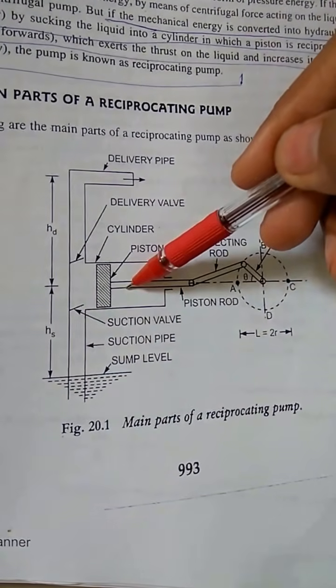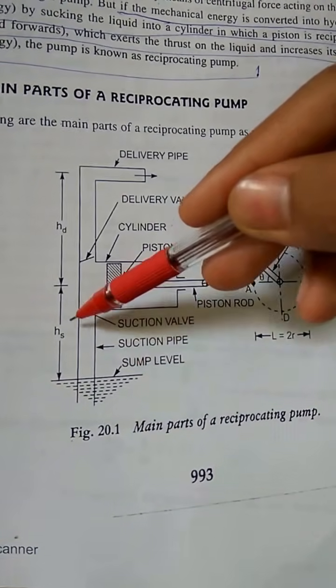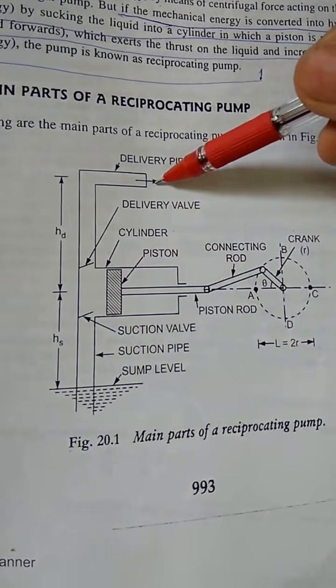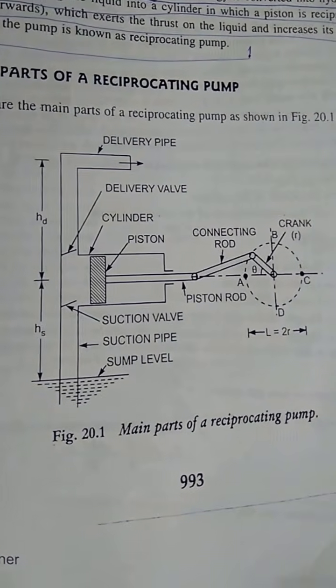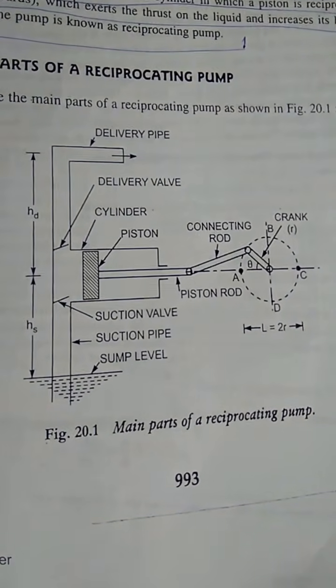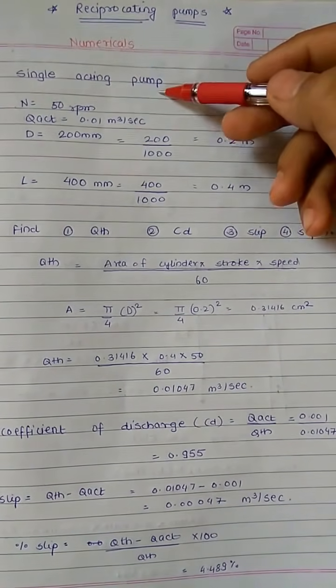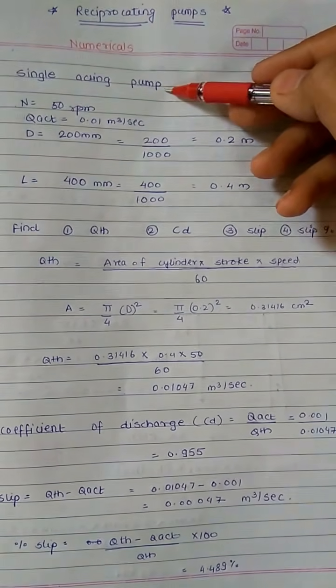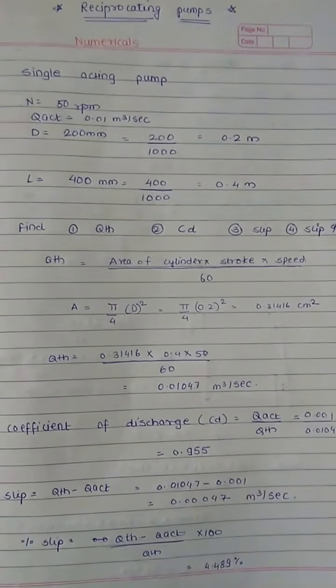So from the middle of the cylinder to the bottom of the total head we have suction head, and from the middle to the last we have discharge head. So these are the basic values you need to remember while solving the pump numericals. Let's start with the first numerical, and we have two types of pumps, single acting pump and double acting pump. I'll be teaching you the difference between them in the coming numerical.